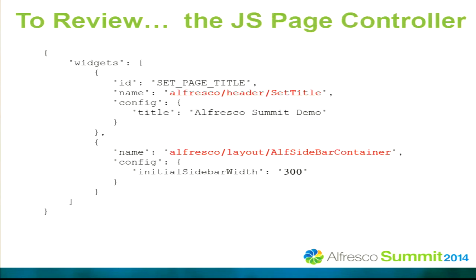And then the JavaScript controller looks like this. It's a hierarchical JSON structure, and the important parts there are basically the names of the widgets. You can see there's a couple that were in that set that I showed you a couple of minutes ago.